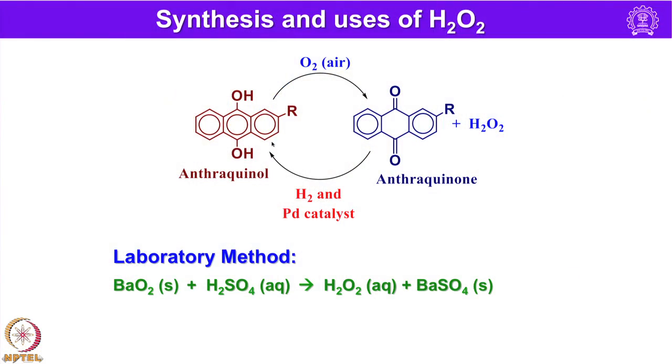You can see here the auto oxidation of anthraquinol to form anthraquinone, and H2O2 is liberated and moves from the organic phase to the aqueous phase. Then anthraquinone is treated with hydrogen using palladium catalyst to regenerate anthraquinol to start the second cycle. And in the laboratory, small scale preparation of hydrogen peroxide involves the reaction of barium peroxide with sulfuric acid, which leads to the formation of barium sulfate and H2O2.